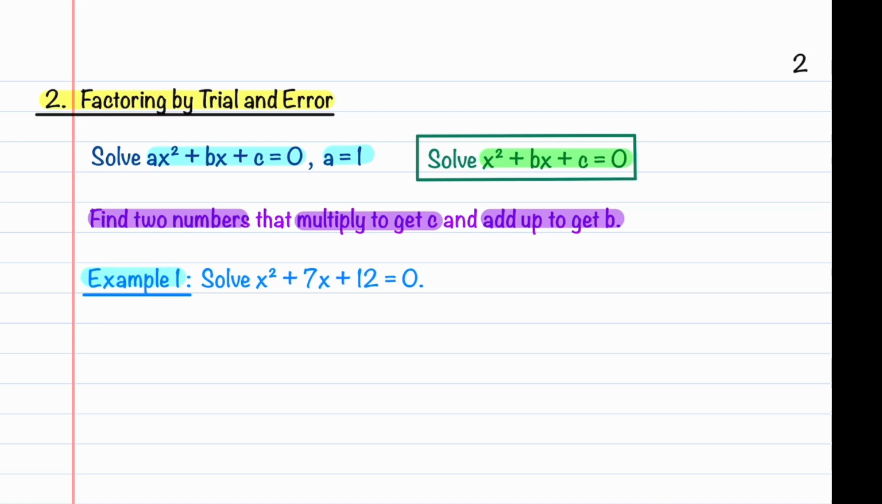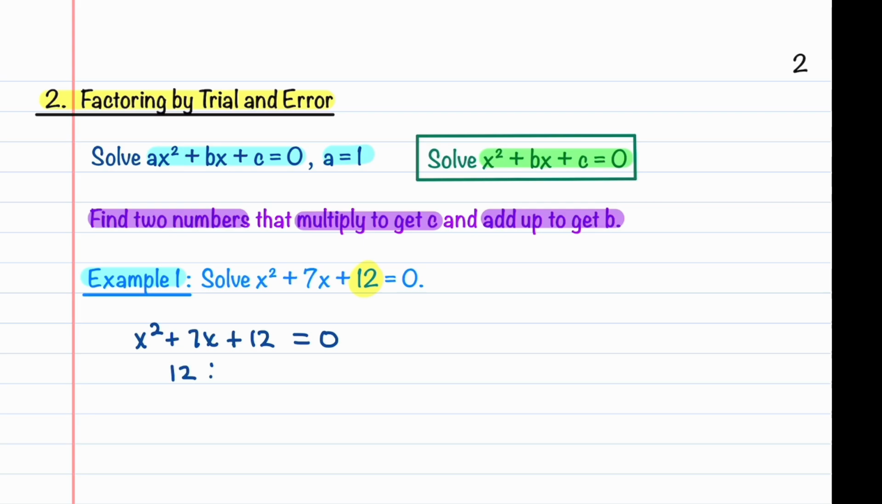In our first example, we're going to be solving x squared plus 7x plus 12 is equal to 0. We need to find two terms that multiply to get c. Our c is equal to 12, so I'm going to write down 12. And we need two numbers that multiply to get 12.